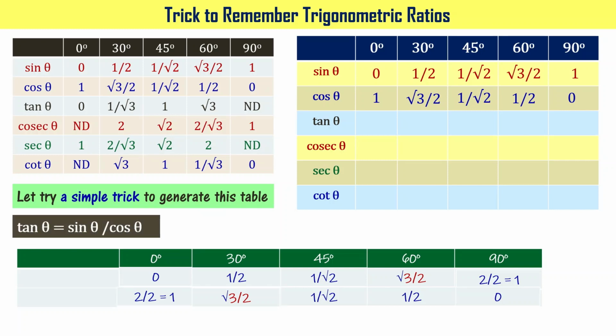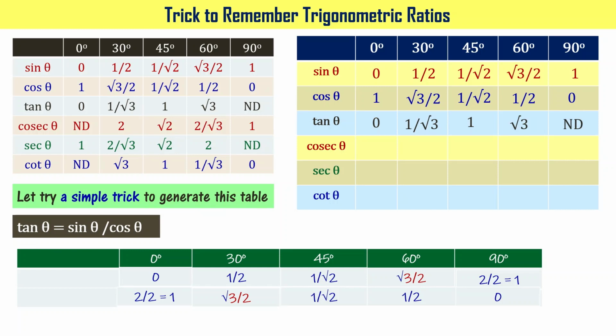Now we know that tan theta is sin theta by cos theta, right? It means tan 0 degrees is 0 by 1, that is 0. And tan 30 degrees is 1 by root 3. Tan 45 degrees is 1. And tan 60 degrees is root 3. And tan 90 degrees is 1 by 0, that is not defined, right?